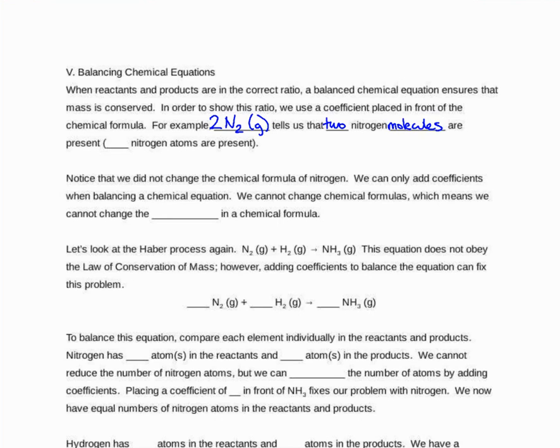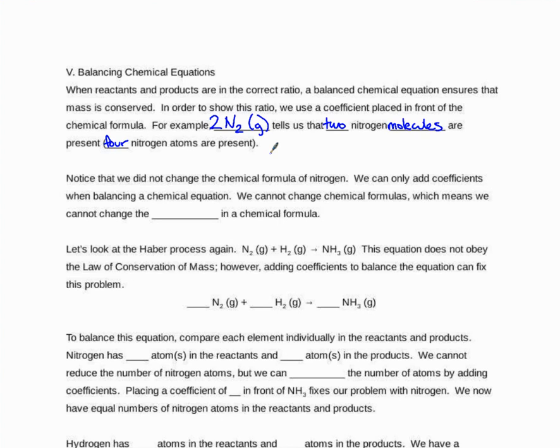If you look at it from a slightly different way, yes, there are 4 nitrogen atoms, but to be really specific, we have 2 nitrogen molecules. So you'll notice I didn't change the chemical formula of nitrogen. I put a 2 in front of it. Yes, there are 4 nitrogen atoms, but I did not change the subscript. I did not say that I had N4. That's not true. It doesn't exist like that.